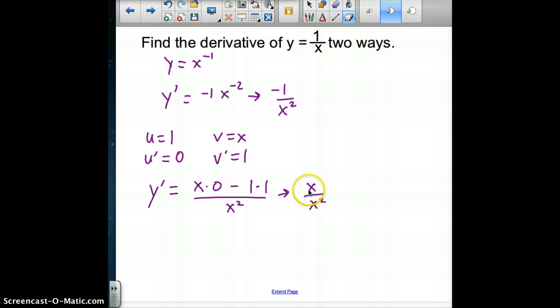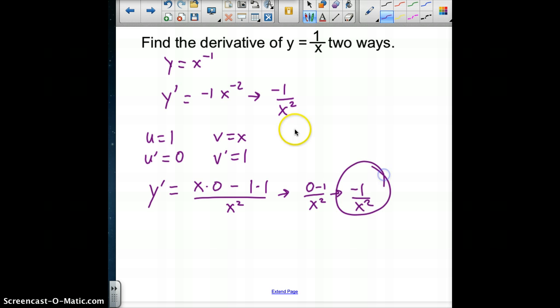Sorry, I do have them in the right order, but what is x times 0? Of course, it's 0. And then 1 times 1, so we have 0 minus 1. So that is negative 1 over x squared. So you get the same answer, two different ways. You pick. I just think this first one's easier, more elegant.